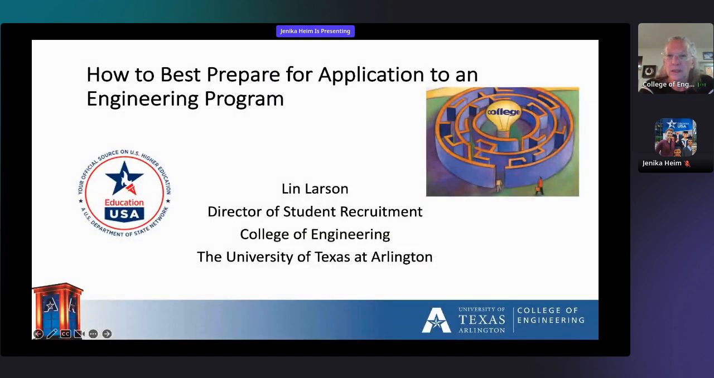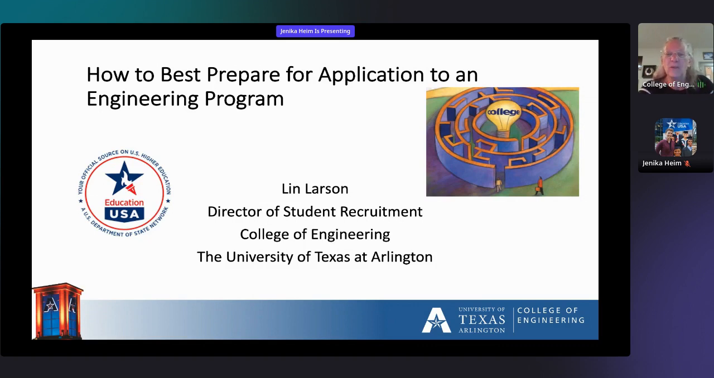I have worked in 4 different universities, all with varying degrees of engineering programs, so I've learned a lot in the last 28 years. Most of my time has been in admission and recruitment of international students. So you are in good hands today.